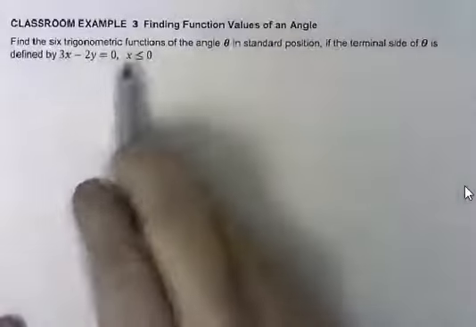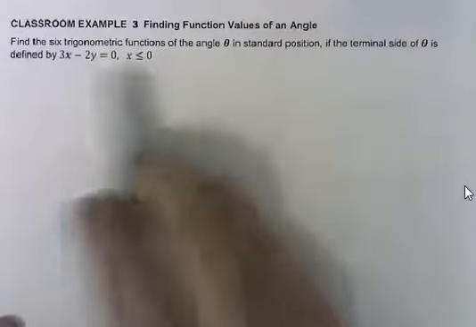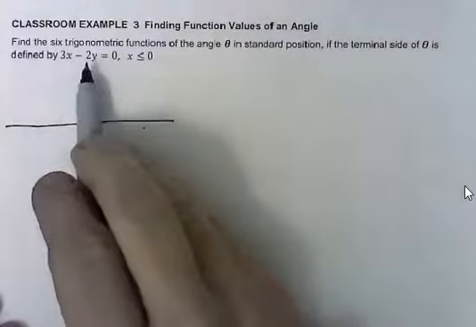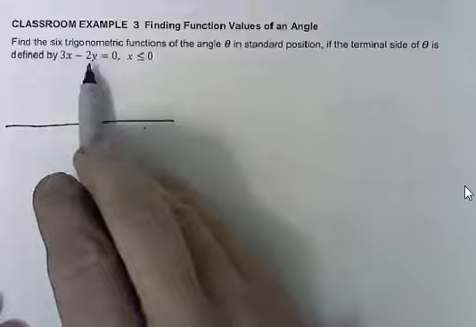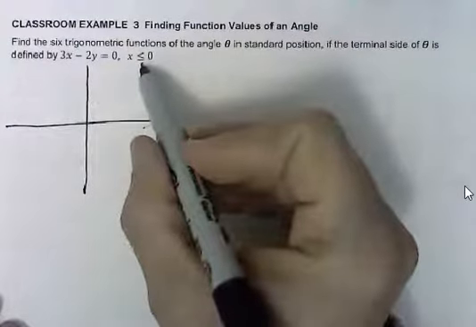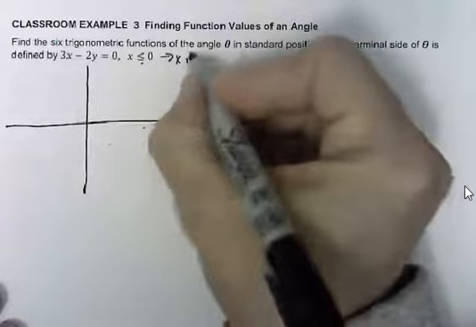Now in this example, they don't give us a point that the terminal side of the angle goes through. They tell us the line that forms the terminal side of the angle. So to figure this out, we need to find a point that's on this line, and they gave us an extra condition here that x is less than or equal to 0. This is saying that x is negative.